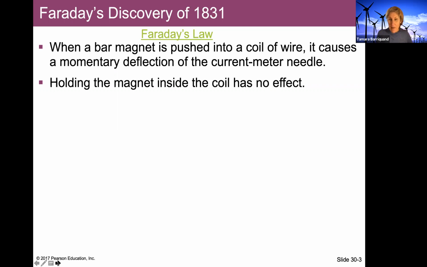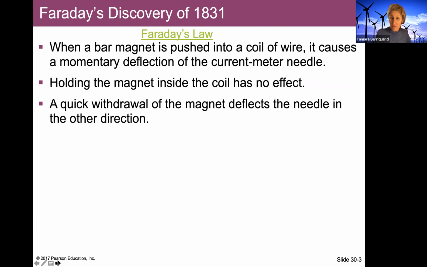And holding the magnet inside the coils, just letting it sit there right inside the coils, we saw that there was nothing going on, right? The light did not light up, nothing happened when the magnet was just sitting there right in the center of the coils. So there was no effect in that case. And a quick withdrawal of the magnet deflects the needle in the other direction. So we saw that when we put it in, the needle went in one direction, we took it out, the needle went in the other direction.